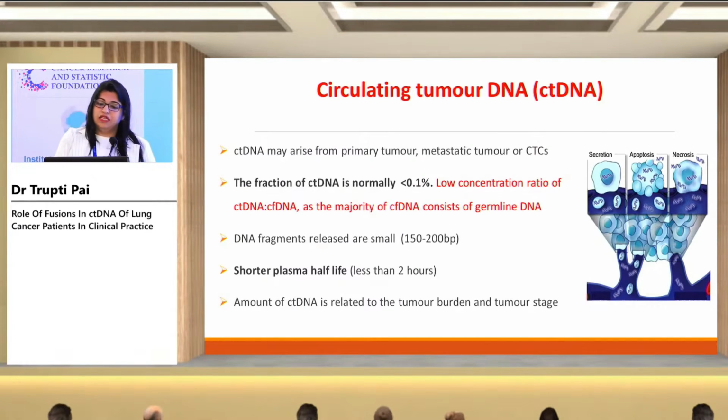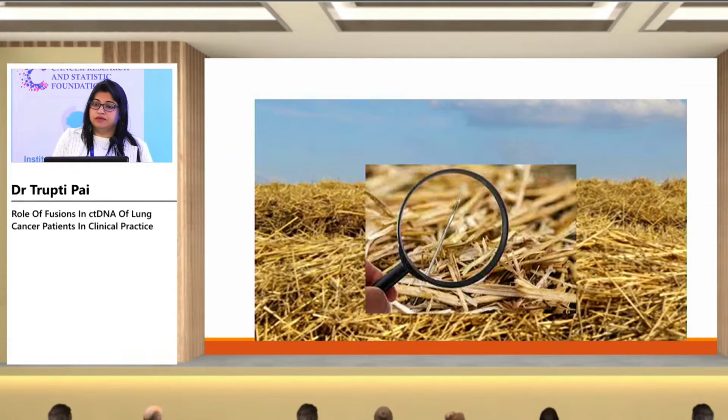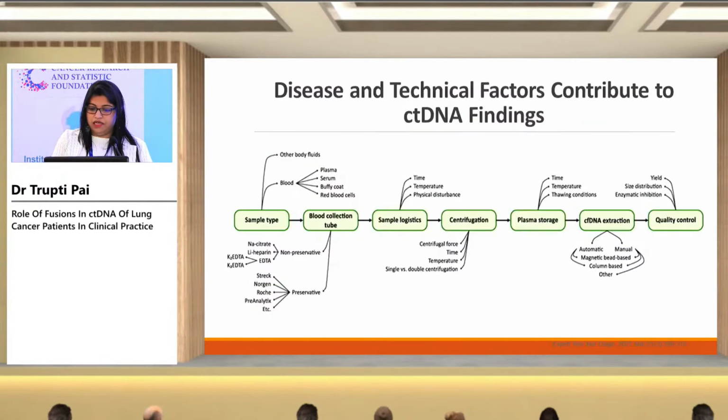So with this, I will highlight a few important points on circulating tumor DNA. So what is circulating tumor DNA? It depends upon the necrosis and apoptosis of the tumor, and then the tumor cells are shed in the circulation. The fraction is very low, less than 0.1%. And also the DNA fragments that are released are very small and they have a short half-life. Why this is important is that it is like finding a needle in a haystack.